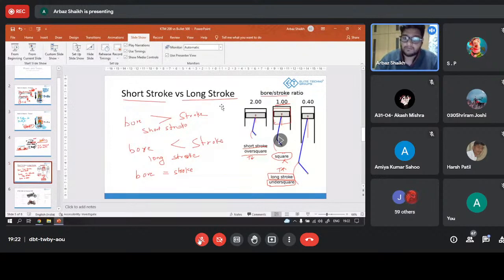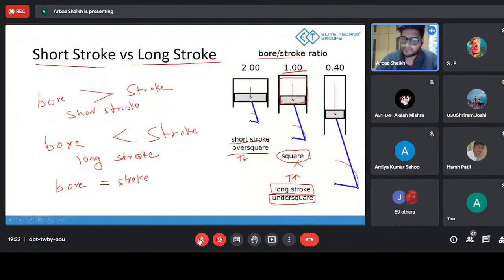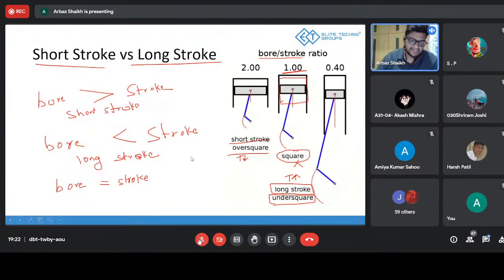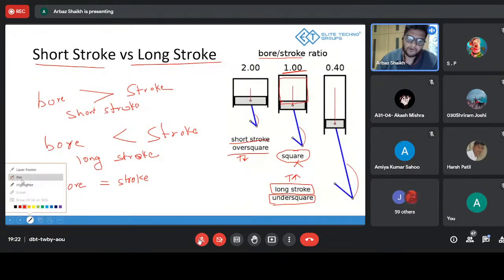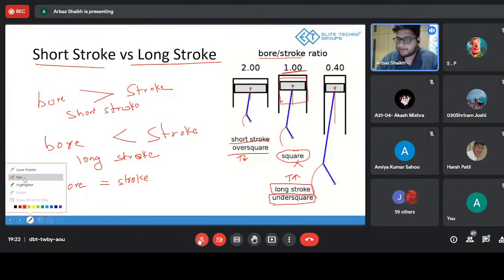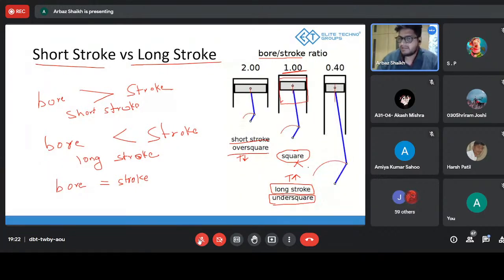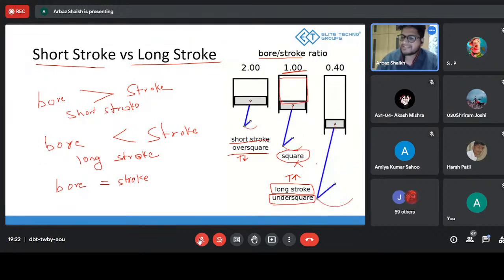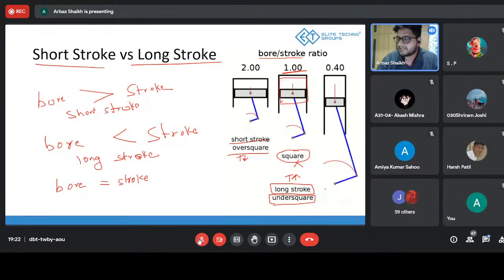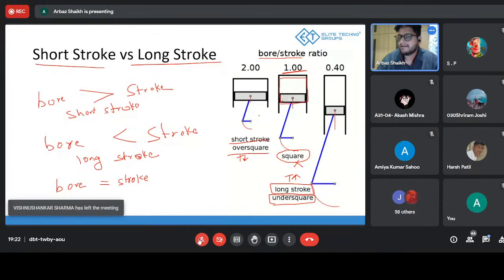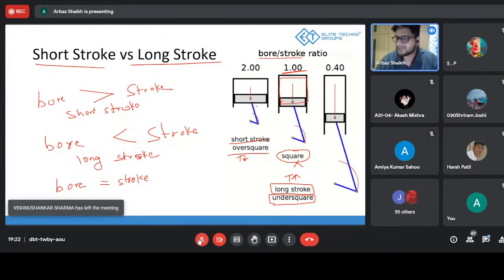Okay, so we understand that for long stroke the torque will be more, for short stroke the torque will be less. Now I will tell you, for the same amount of fuel expense, or for the same amount of distance travelled, in which case the power will be more, in short stroke or long stroke?